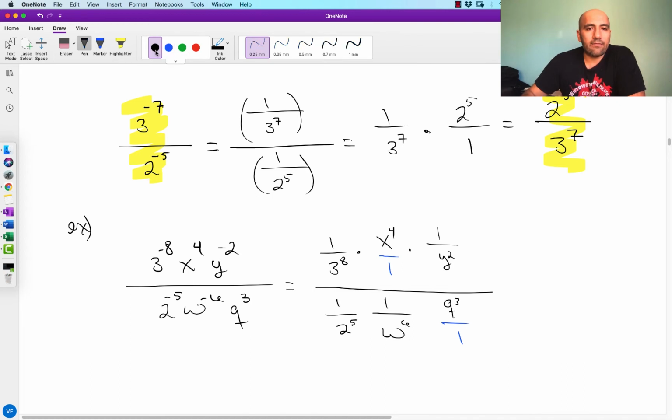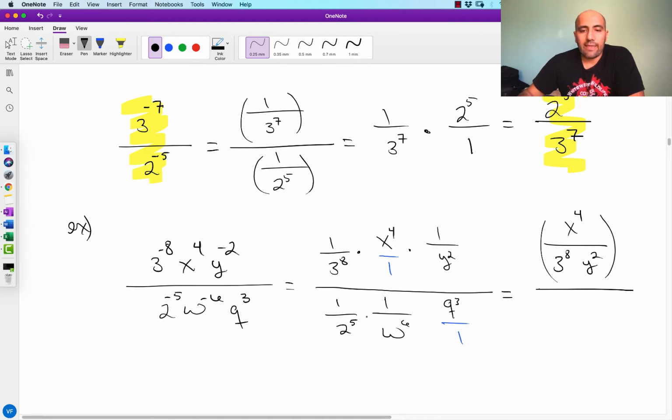And so now we have a multiplication of these guys in the numerator. We don't need a common denominator or anything, so multiply across the numerators, multiply across the denominators. So we end up with one big happy fraction that has an x to the 4th power, a 3 to the 8th power, and a y to the 2nd power up in the numerator. So we have that ugly fraction there. And in the denominator, we do the same thing. We'll end up with a q to the 3rd power divided by 2 to the 5th power and a w to the 6th power, like that.